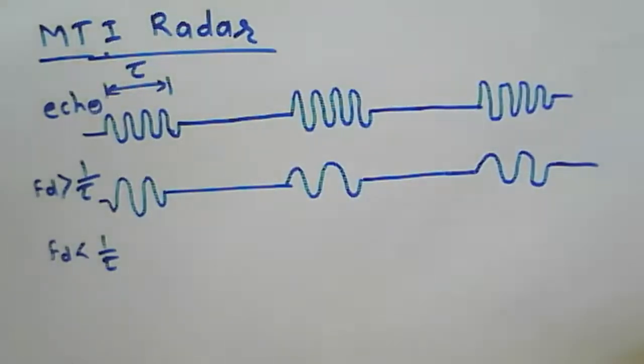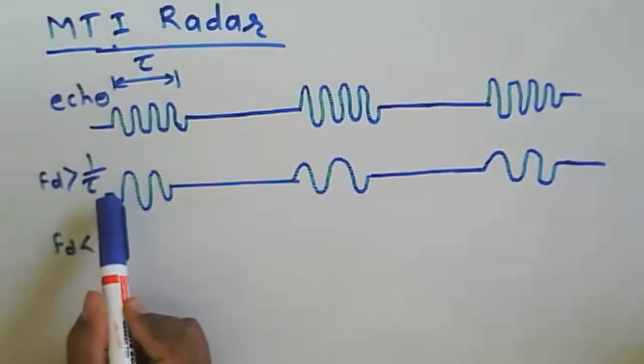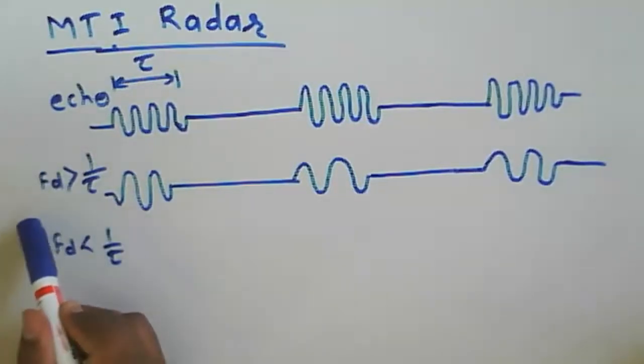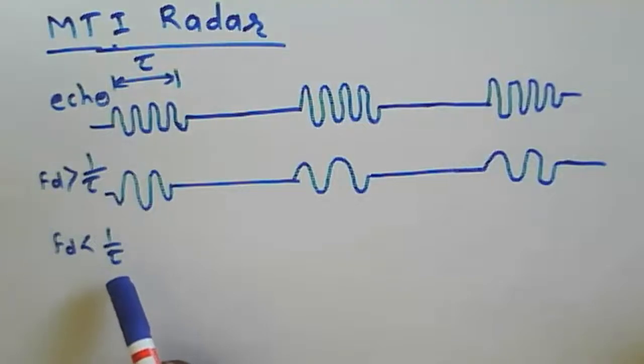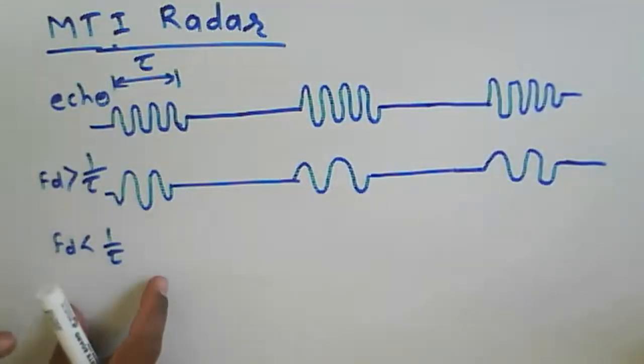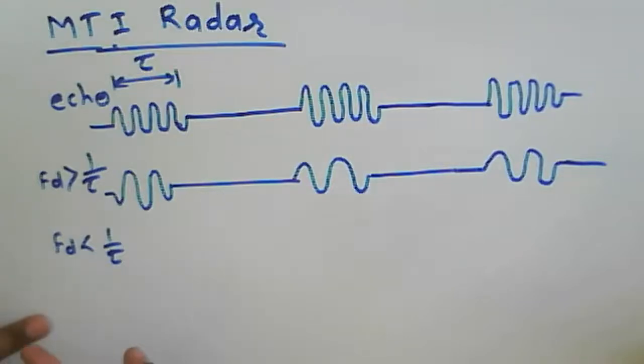For detection it is not necessary that fd be greater than 1 by 2 tau. Even if fd is less than 1 by 2 tau, we are able to detect that target. That is nothing but an air surveillance radar. We need to detect even if fd is very small compared to that particular tau, and we are able to detect that target with that radar.